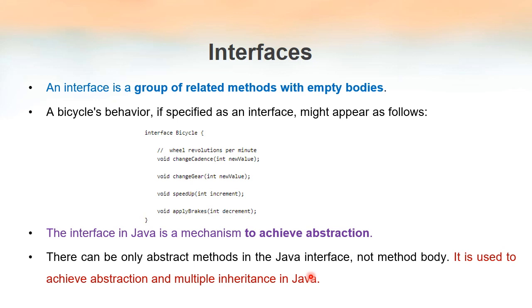But when we have to declare an abstract method inside a class, we have to use the keyword abstract. But that is not required in an interface, because by definition an interface is a collection of abstract methods. So there is no need to use the keyword abstract when we declare methods without body inside an interface. Interfaces are used to achieve multiple inheritance as well as abstraction.